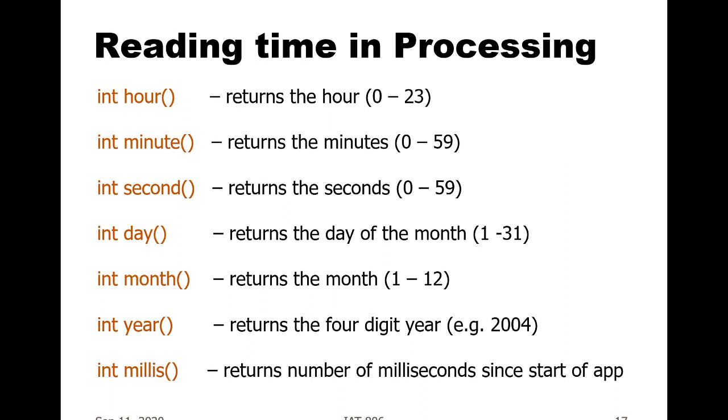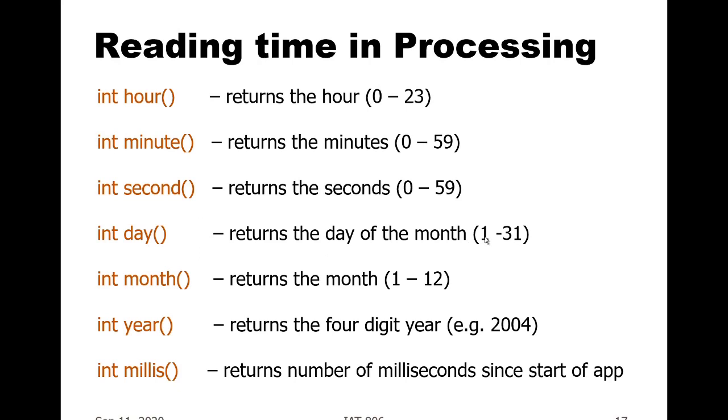That will tell you the current hour at the moment at which the hour function was called. And the hour function returns the value 0 through 23, where 23 corresponds to 11 p.m. at the moment it was called. Minute will tell you the current minute from 0 to 59. Second will return the current seconds from 0 to 59.